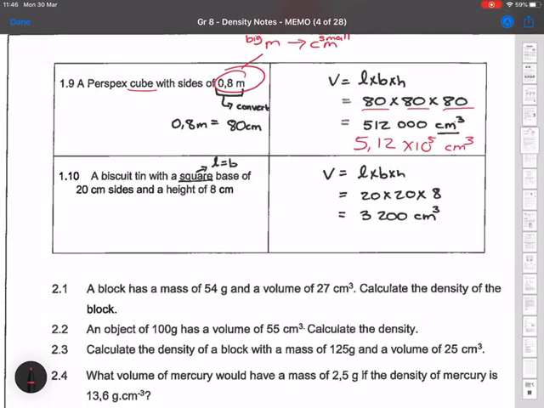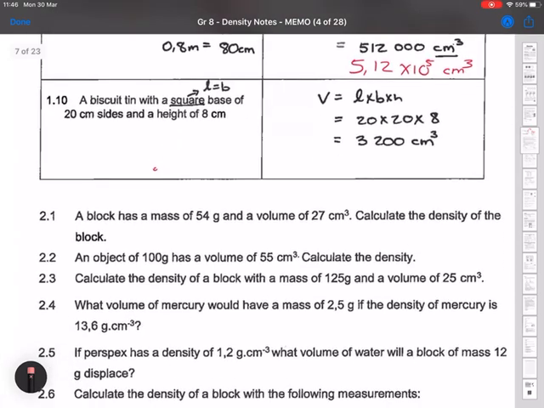And if it's got a square base, then that means that the length is equal to the breadth. So we've got 20 centimeters, 20 centimeters, and its height. Its height then would be 8 centimeters. Okay, that should give you your answer of 3,200 centimeters cubed.